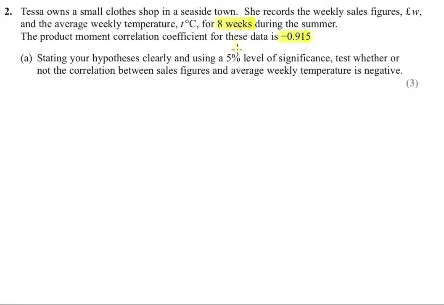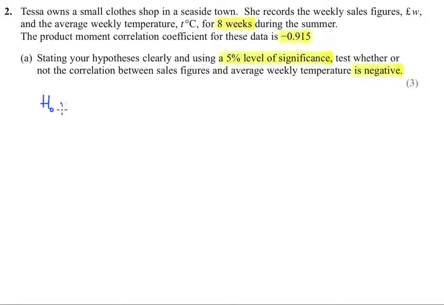We've got 8 weeks, so n is 8. We've got a 5% significance level, and we're testing whether the correlation with temperature is negative. So it always says to start by stating your hypothesis clearly. Stating your hypothesis clearly always gets you a mark or 2.